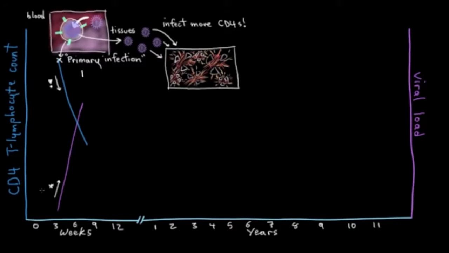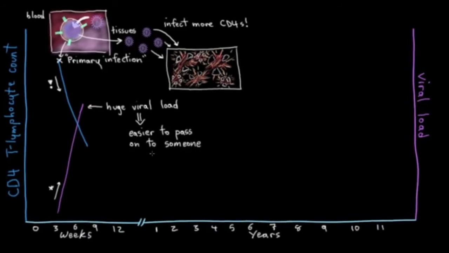The other thing I want to point out here is you can see this massive rise in viral load and this pretty massive drop in CD4 levels. And this huge viral load means that this time period, right, early on in an infection, is when someone with HIV has the highest risk of transmitting it to someone else.